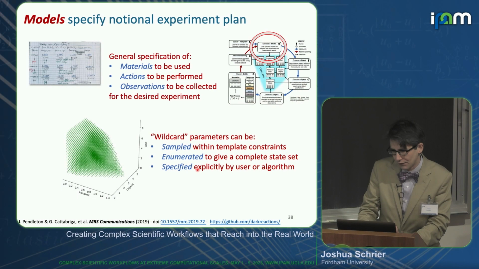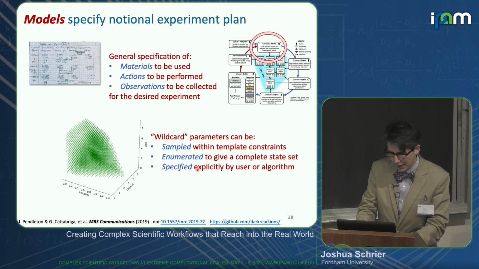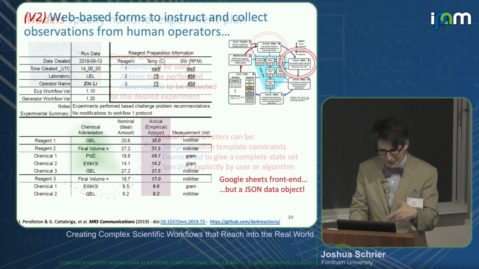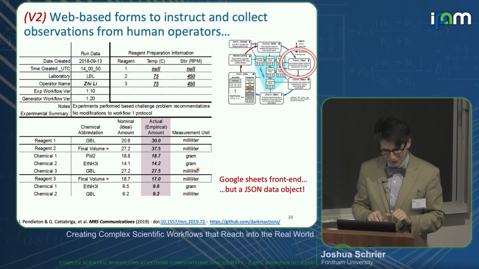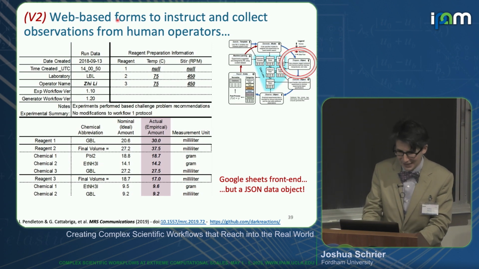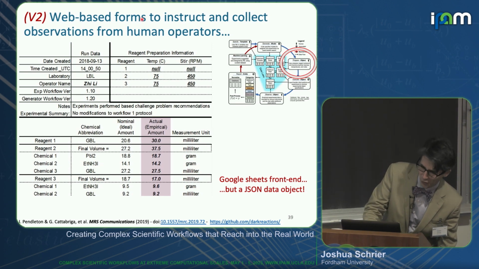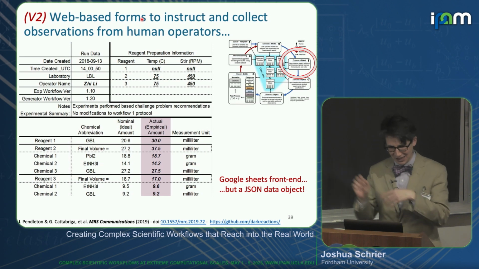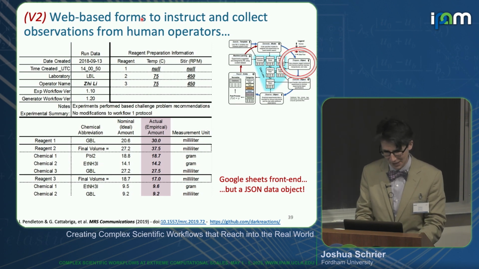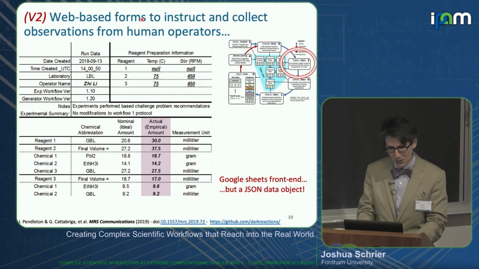And then, of course, there's the question of how you interact with the human operators and the robots. We have been developing this over a bunch of years. Our first version of this, which we paradoxically called version 2, used some web-based forms where we essentially hacked Google Sheets to serve as a front end, and then had it spitting out JSON files behind the scenes. But that really wasn't what we wanted to do, and so we learned from this process.